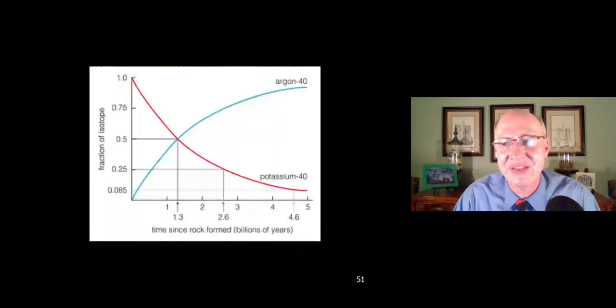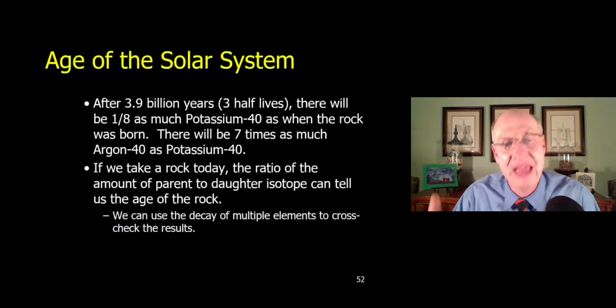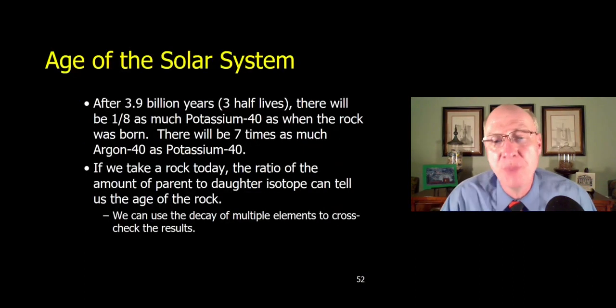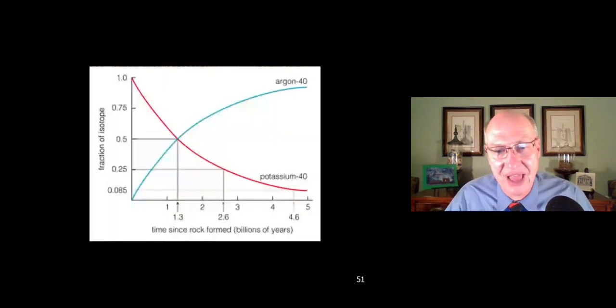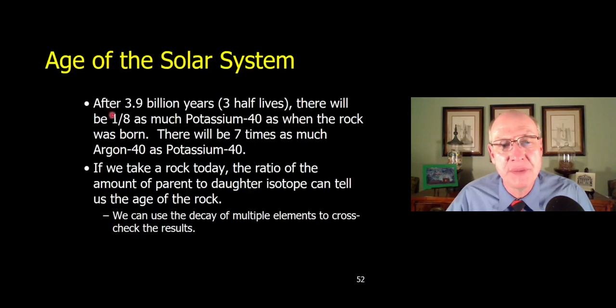So let's put this together and do some examples. We'll continue this, so after 3.9 billion years, which is 3 half-lives, right here, there's going to be 1/8 as much potassium as there was at the beginning. And there'll be 7 times as much argon as potassium. If we take a rock today, all we have to do is measure how much argon-40 is in the rock and how much potassium-40 is in the rock. And the ratio of daughter to parent tells us how old the rock is.